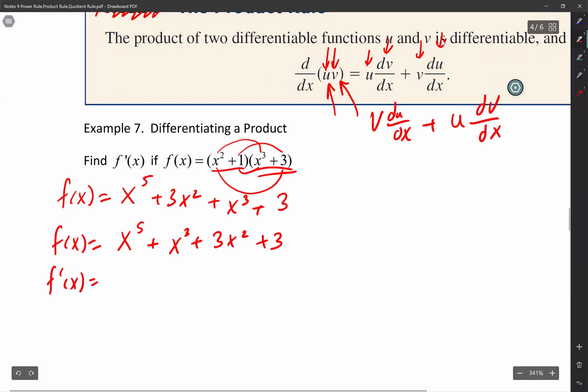All right, let's see what that derivative is. What's the derivative of x to the fifth? The derivative of x cubed. The derivative of 3x squared. And the derivative of a constant. All right, so this is what I should get.